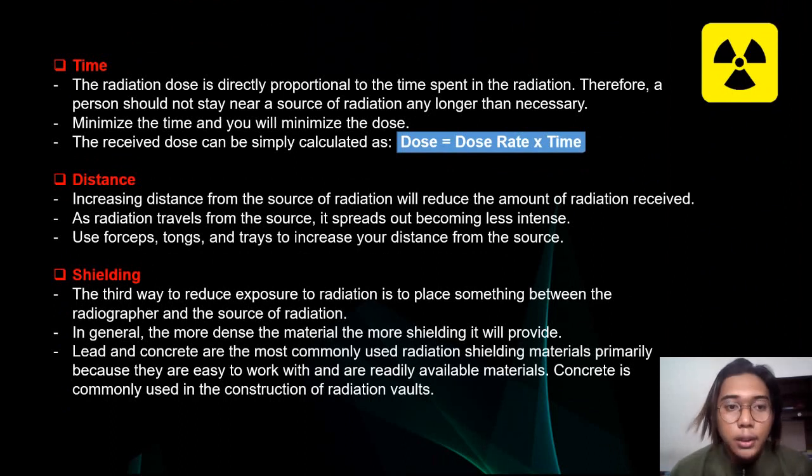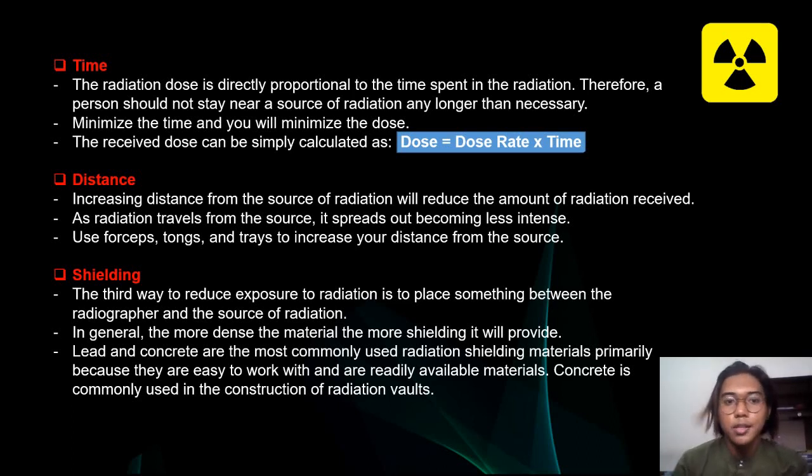Okay, time. The radiation dose is directly proportional to the time spent in radiation. Therefore, a person should not stay near a source of radiation any longer than necessary. If you minimize the time, you will minimize the dose. The dose can be simply calculated as dose equals dose rate times time.